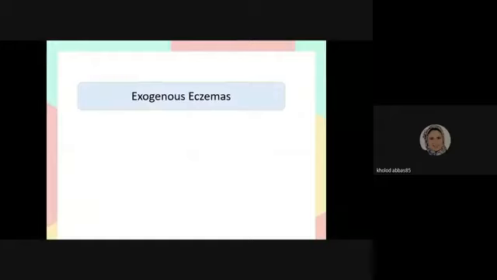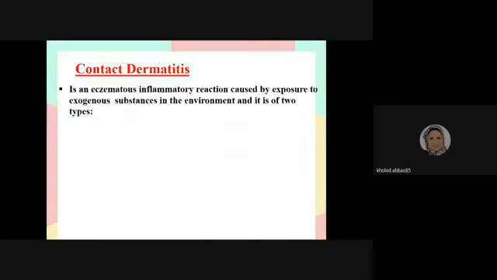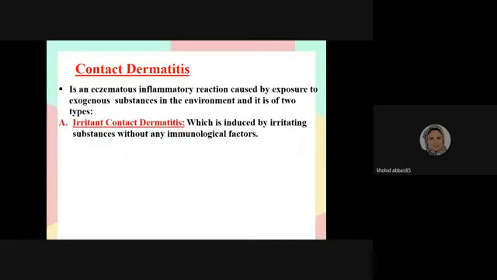Exogenous factor. As an exogenous dermatitis, for example, we have contact dermatitis. We will take an example about exogenous dermatitis. Contact dermatitis, it's two parts. We have two types of contact dermatitis, allergic and irritant. Contact dermatitis is an eczematous inflammatory reaction caused by exposure to exogenous substance in the environment.